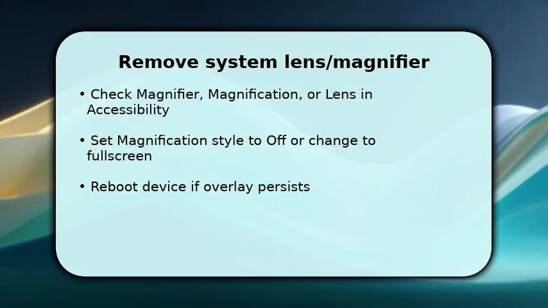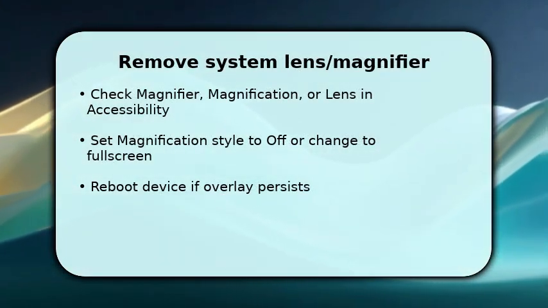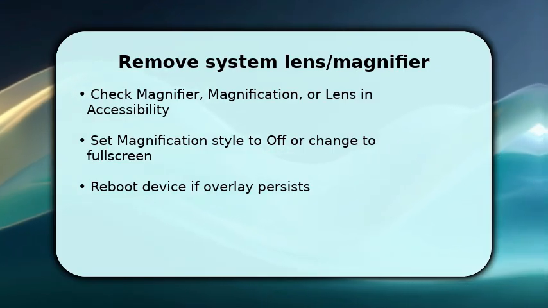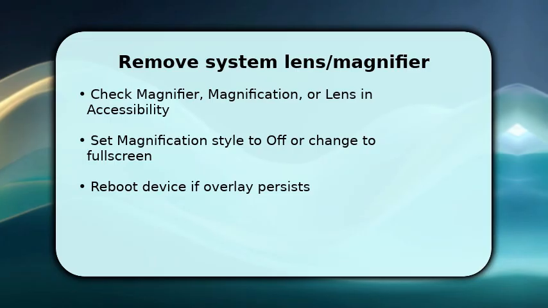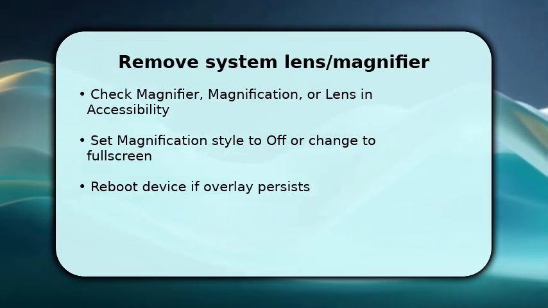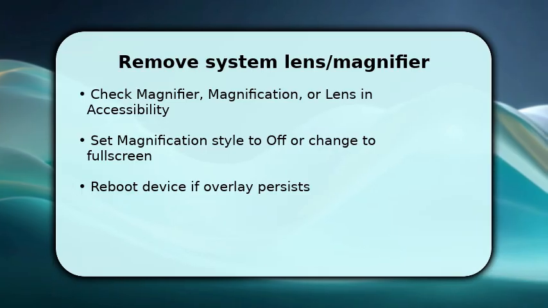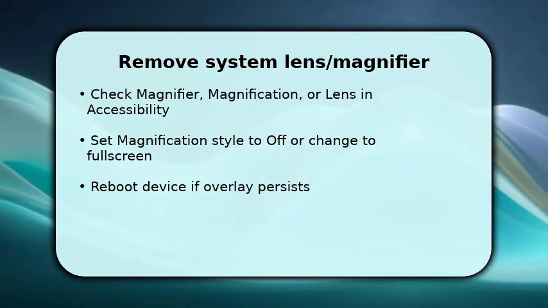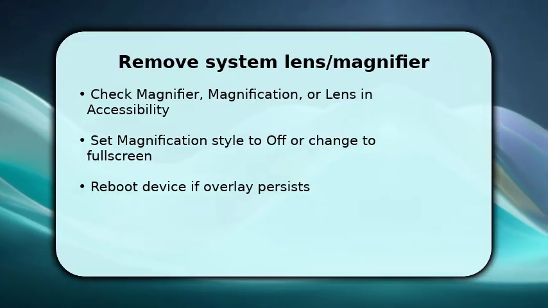If the circle is a magnifier or lens, disable that specific feature. Navigate to Accessibility, then Magnification or Magnifier, and switch the style to off or change from window/lens to full screen so it no longer shows a circular viewport. Make sure any triple tap or shortcut that triggers magnification is disabled to prevent accidental activation.